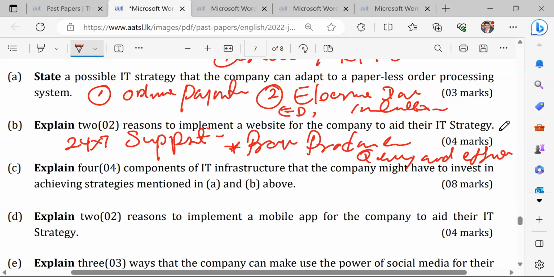Right? And ensure brand visibility. Ensure the brand visibility.